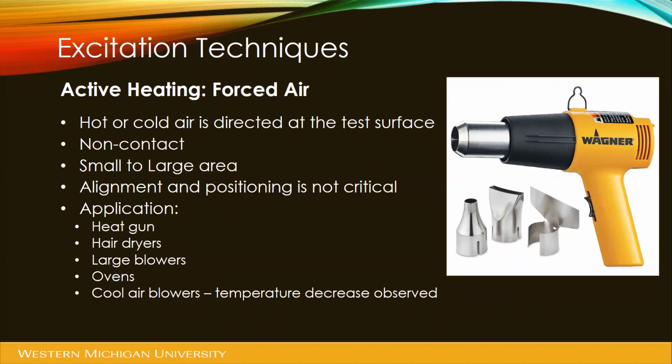And so, again, alignment and positioning isn't as critical, but things like heat guns, hair dryers, blowers, ovens, and then also cool air blowers if you're trying to do a temperature decrease, or even a refrigerator. You can put a part into the refrigerator, bring it back out and image it as it warms back up to room temperature. That's another option as well.